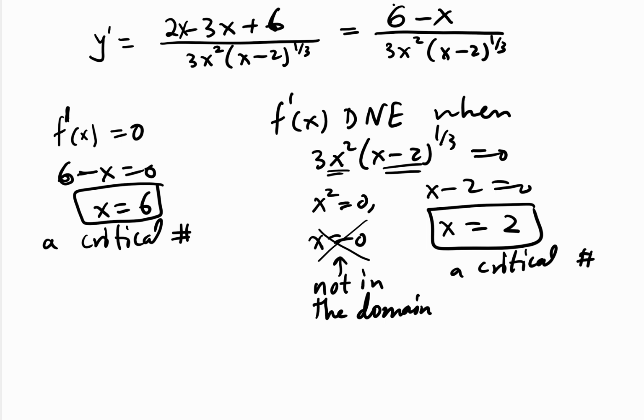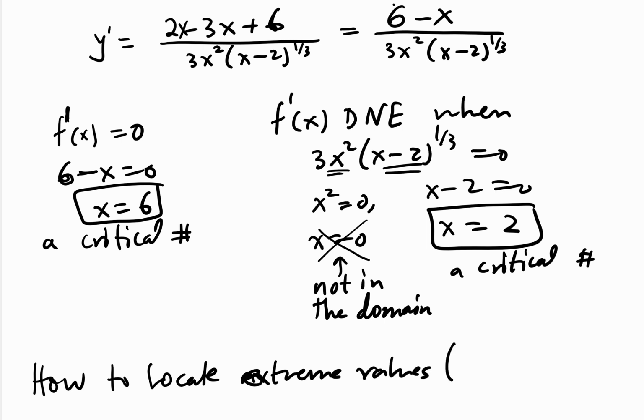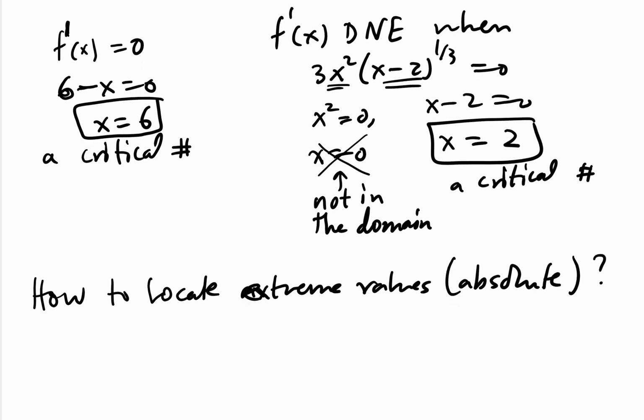Now, earlier someone asked, how about if they give us a function, like the equation with no graph? Do I have to graph it? The answer is no. What we need to do is answer this question: how to locate extreme values. In this case, I'm talking about the absolute ones, absolute min and max. How do we locate them if they give me a function?